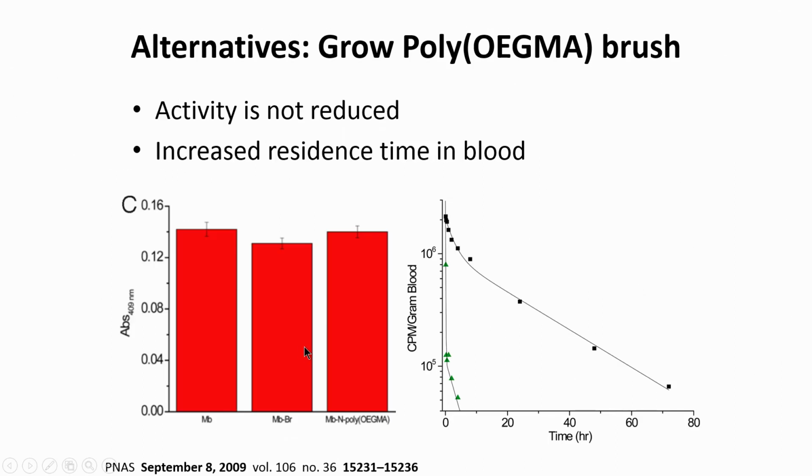And then they went ahead to show that the activity of this does not really change with the growing polymer chain. In fact, it is almost the same as the native protein itself, and like pegylation, it also has quite a long residence time. So, the free drug gets cleared very rapidly, but once you conjugate it with this polymer, it stays for much longer.